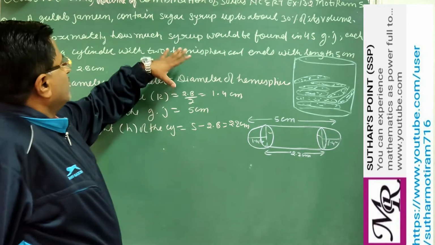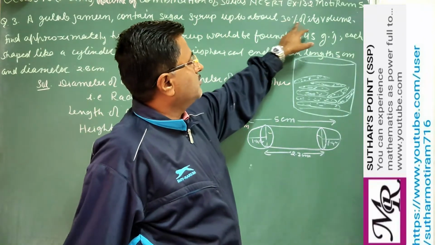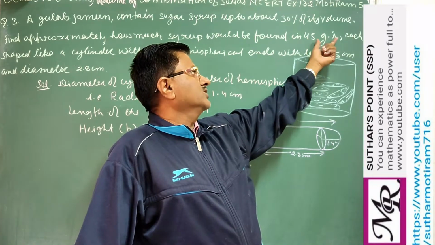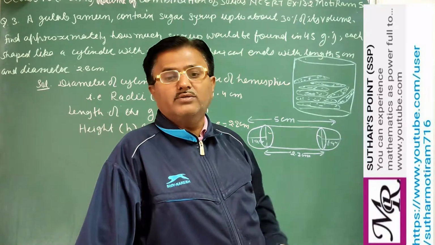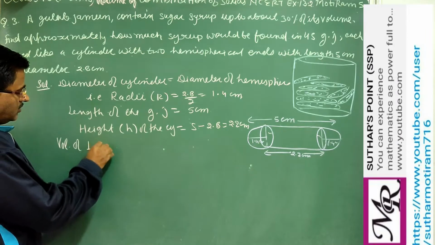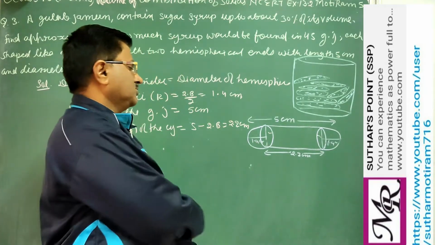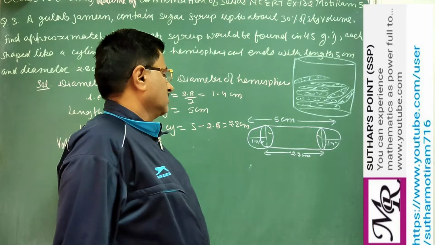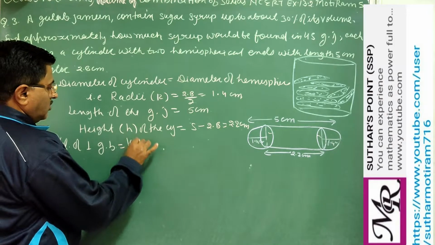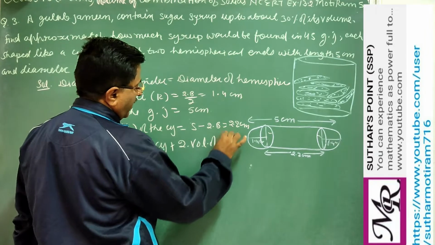So what it says: you have to find the quantity of the sugar syrup, and the condition given is it should be 30% of its volume. We want to find it for 45 gulab jamun. So first of all we have to find the volume of 1 gulab jamun. Volume of this figure will be volume of cylinder plus 2 into volume of a hemisphere.